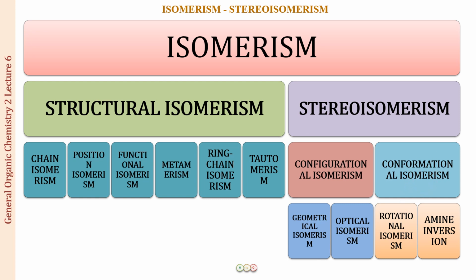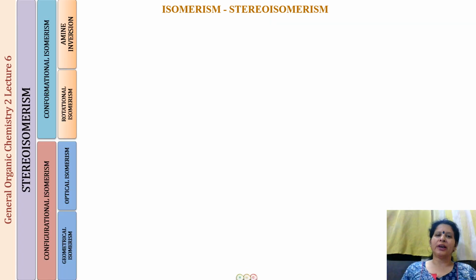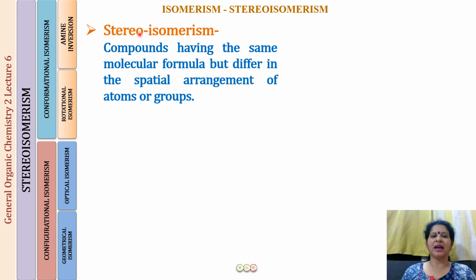Alright. So now we are going to begin with stereo-isomerism. First of all, let us define stereo-isomerism. This is a phenomenon where we will be having compounds having the same molecular formula, but they will be differing in the spatial arrangement of atoms or groups. Now I'll be showing you the spatial arrangement of these atoms and groups, and then you will understand it better. But first of all, let us see what was structural isomerism.